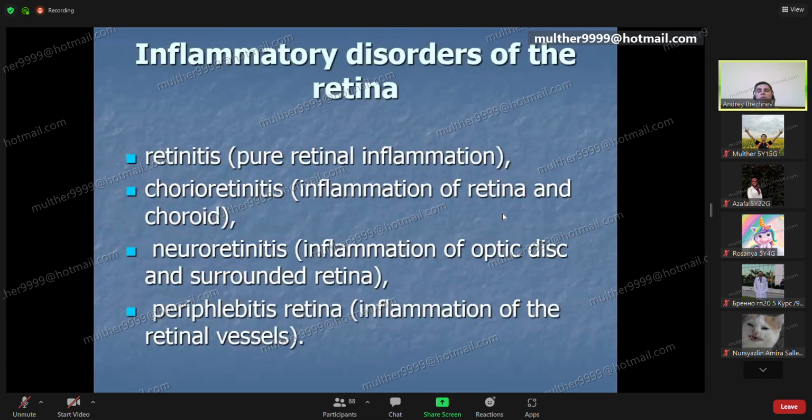The next group of disorders are inflammatory disorders of the retina. These may present as retinitis, pure retinal inflammation, chorioretinitis, inflammation of retina and choroid, neuroretinitis, inflammation of the optic disc and surrounding retina, or periphlebitis retinae, inflammation of the retinal vessels.